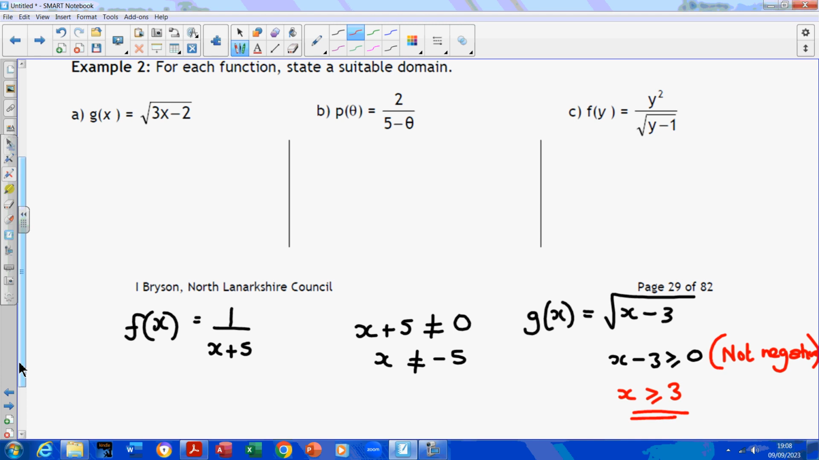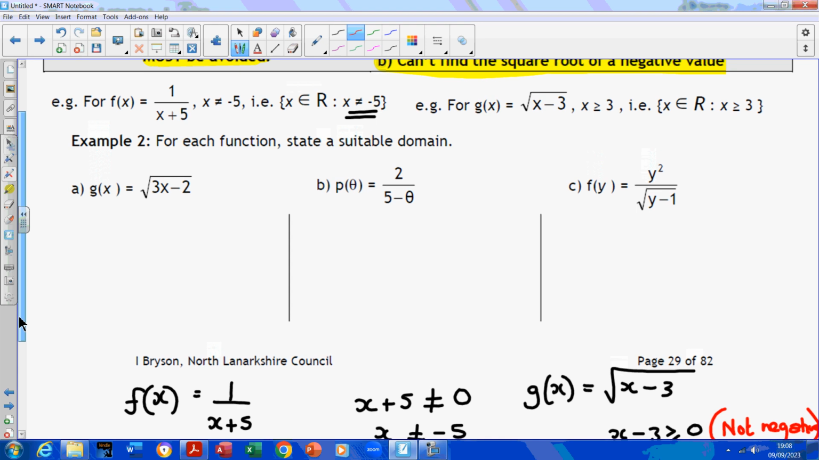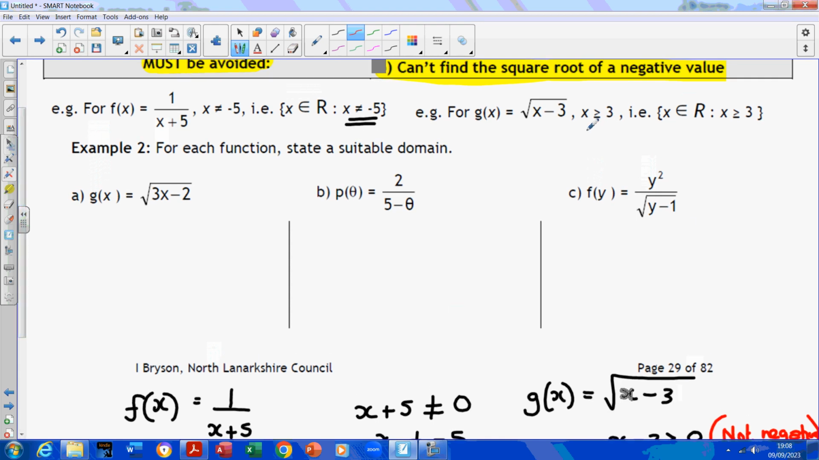So in that function, you could use 3, 4, 5, 6, 7, 8, 9, 10, and that is okay. And you can see it written there. X has got to be greater than or equal to 3, and I've just shown you why. There's a fancy way of writing it. Don't worry about that. You don't need it. X is greater than or equal to 3. Now we've got a couple of other examples here to do.